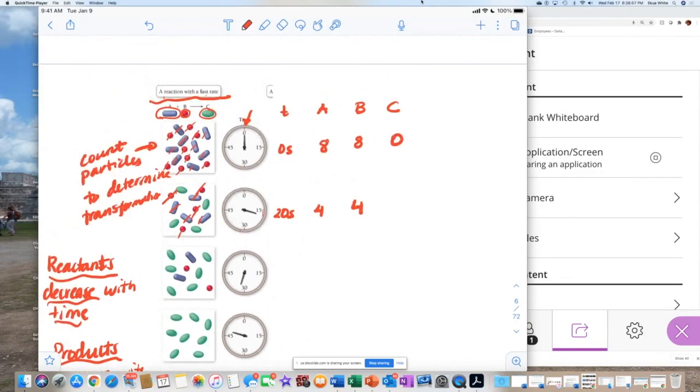So if 4 of A reacted, I can say 4 reactants reacted. Yeah, this is such a huge problem for me right now. Okay, let me just go ahead and do the first part because this is just a distraction. So what I'm going to do here is I'm going to track reactants A, B, and C.